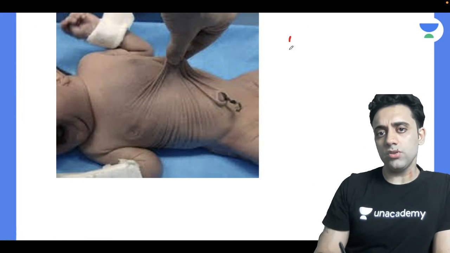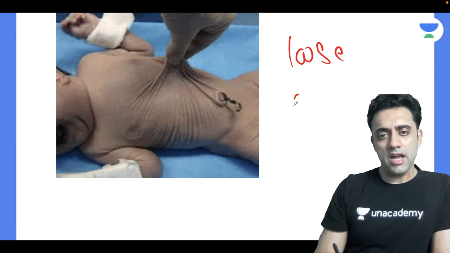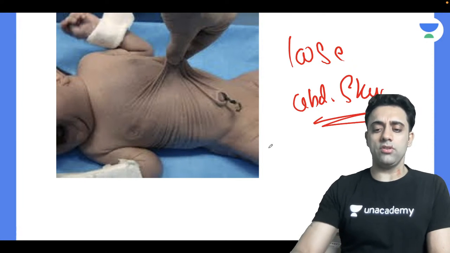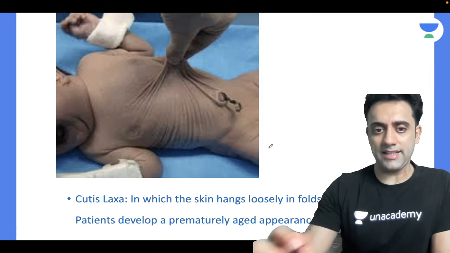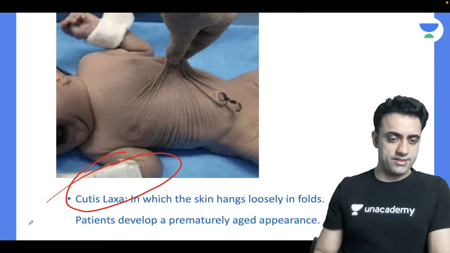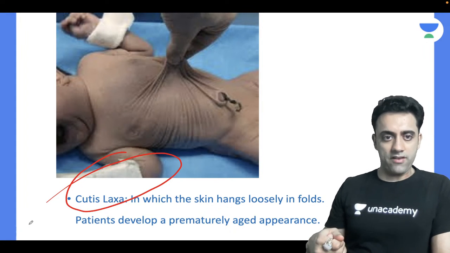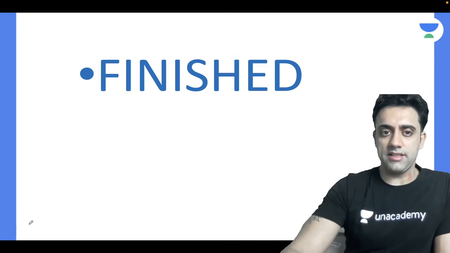And what is this loose abdominal skin? Loose abdomen skin, anyone? So this also you know as, very importantly, cutis laxa. This loose abdomen skin, the cutis laxa, is a very important point of Menkes disease, okay, that you should know.